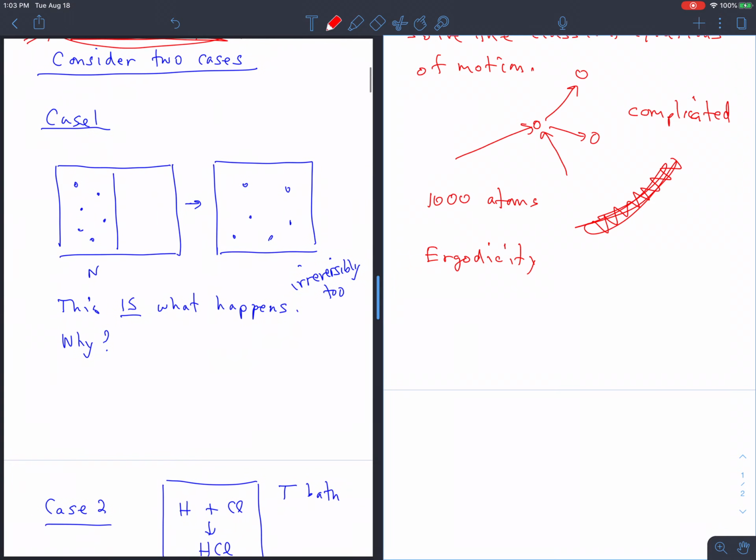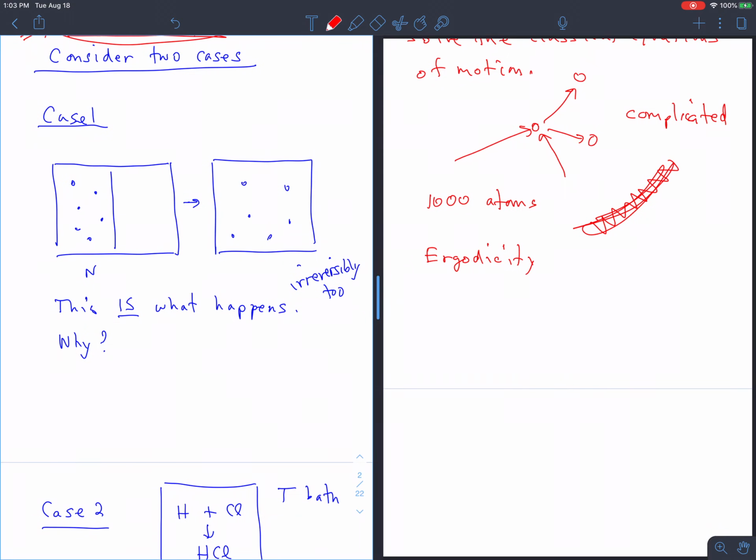All right, let's consider two cases over here on the left. Case one, we consider just a bunch of molecules, little dots here, and they're all confined to one side of the box. Then we take out the barrier that's separating the two sides of the box, and we wait a while and we see what happens. Well, we know what's going to happen, right? The molecules are going to spread out.